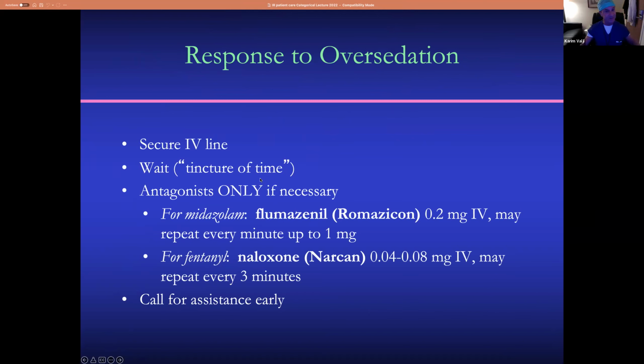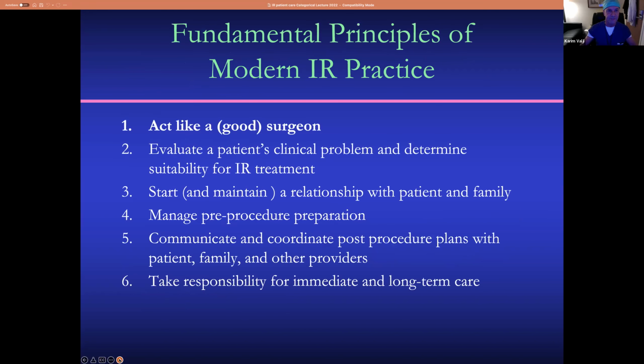But if they're still not responding and their airway is closed and they're still hypoxic or hypercarbic, give a drug. For midazolam, you give flumazenil. For fentanyl, you give Narcan. And call for assistance if you need it.